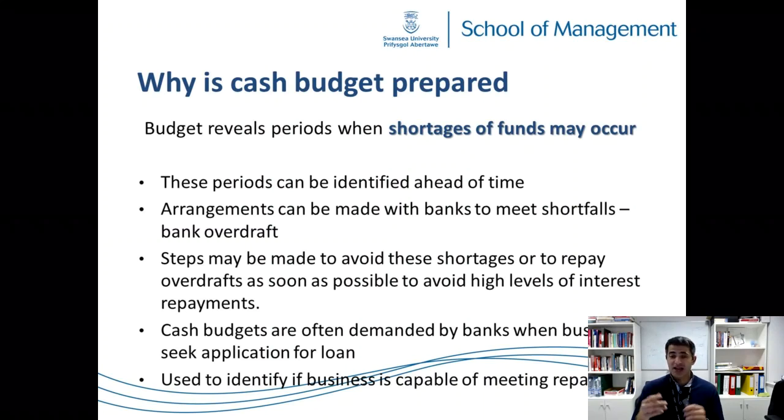Also remember that a cash budget has to be positive, healthy. Why? Because a lot of banks request it from businesses. If a business wants to take a loan, the bank requests a cash budget, because this indicates whether the business is able to return the loan plus the interest.